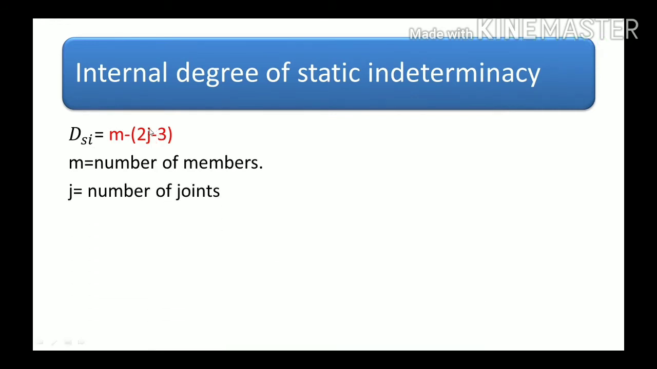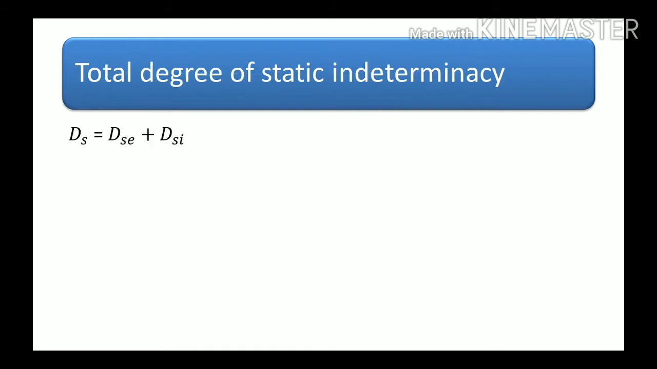Now, why is this J multiplied by 2? Because here each joint is a pin joint, having two reactions, so we can apply two conditions, that is sigma Fy and sigma Fx. That is why J is multiplied by 2. And here M is multiplied by 1. Why is M only M, not 2 or 3? Because in the case of a pin jointed frame, each member is subjected to only axial force, not shear force and not bending moment.